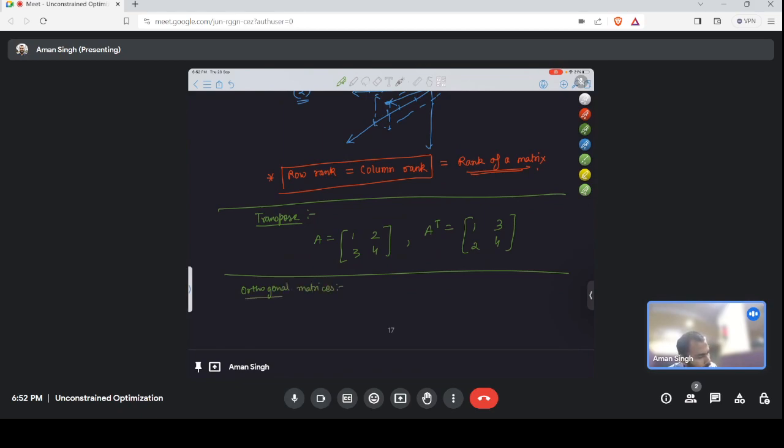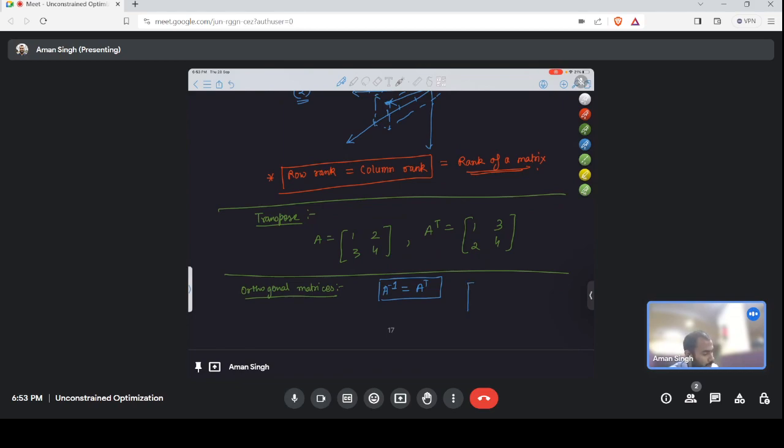So orthogonal matrices are all the matrices which follow this property: A inverse equals A transpose. That is, their inverse is itself their transpose.